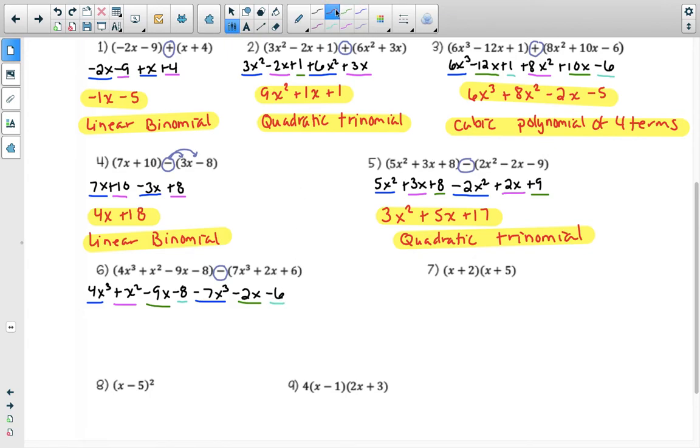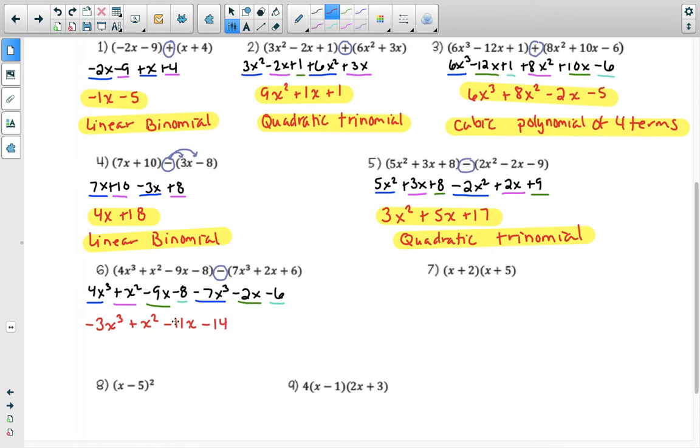So let's combine them. Our x cubed, we have 4x cubed and negative 7x cubed, which gives us a negative 3x cubed. Then our squares, we have 1x squared right here, so that's all we have is positive x squared. Then we look for our x's. We have negative 9x and negative 2x, which gives us a negative 11x. Then we look at our constants. Negative 8 and negative 6 give us a negative 14.